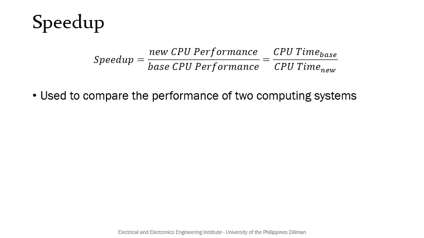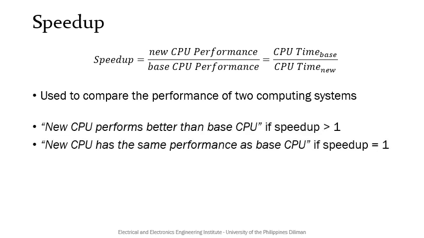Since CPU performance is the reciprocal of CPU time, then speedup can also be written in terms of CPU time, but this time we need to put the base or reference CPU time in the numerator. Based on the formulas, we can say that the new CPU or system performs better than the base or reference CPU or system if the speedup is greater than 1, worse when the speedup is less than 1, and has the same performance when the speedup is exactly 1.